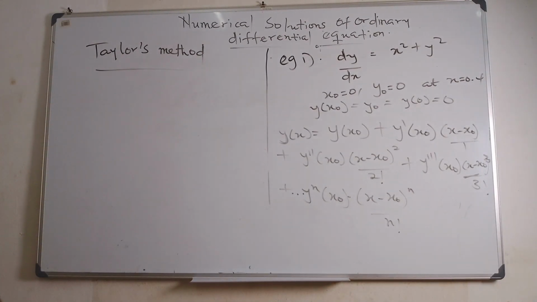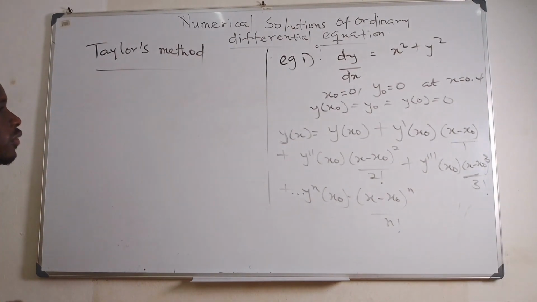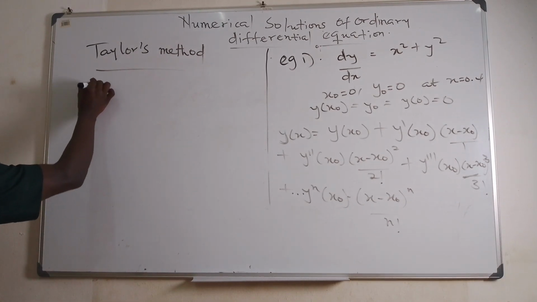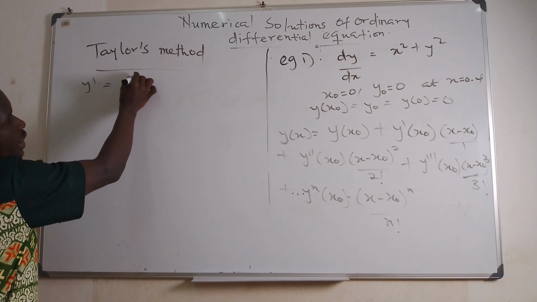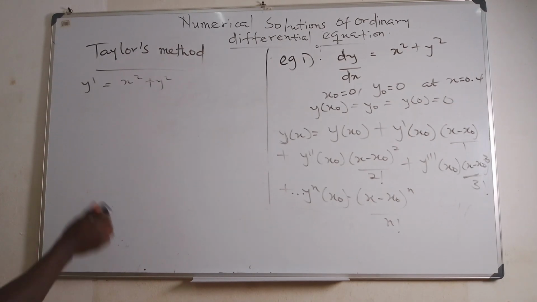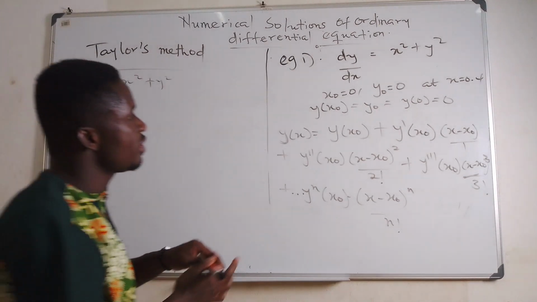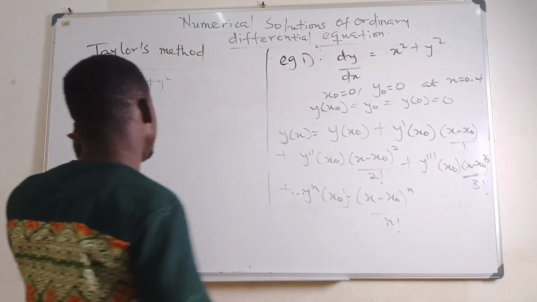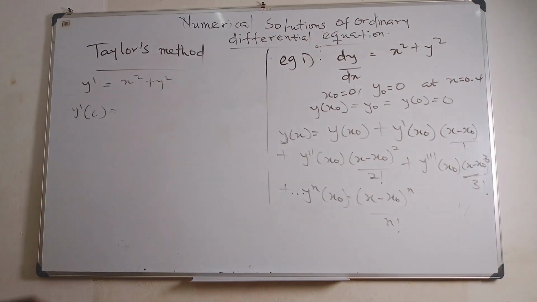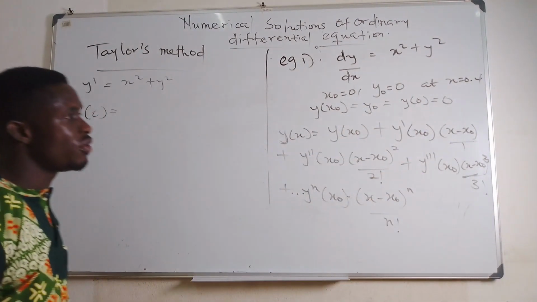Very good. So we are going to use this formula in order to solve this question. Now for our y prime, it is x squared plus y squared. We are looking for y'(x0), where x0 is 0. So for y'(x0), wherever you see x, you place in 0. And wherever you see y, we are going to place in 0 over there.